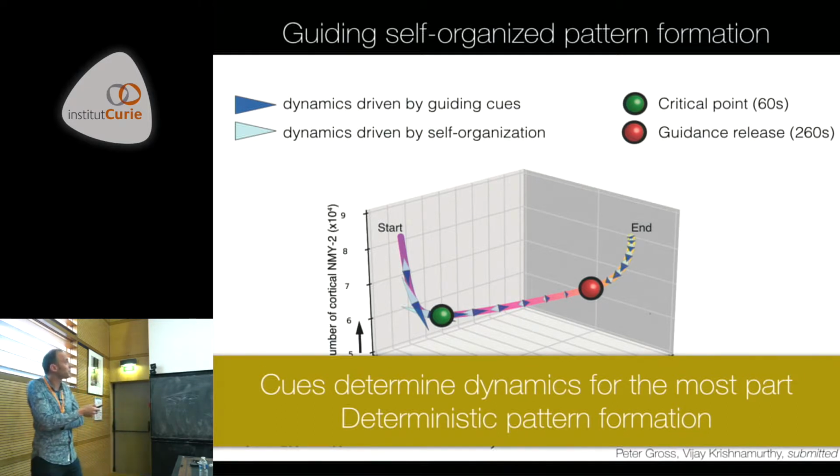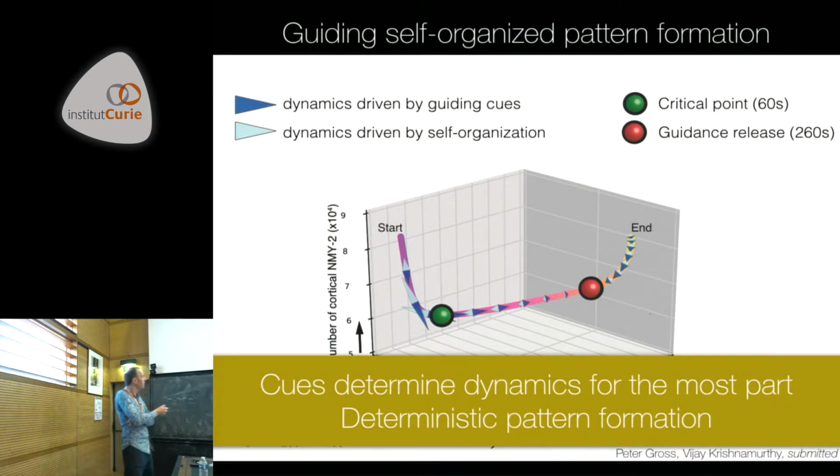The second interesting point is what we call the critical point, which is after about 60 seconds. If you now, in the theory, remove all cues prior to 60 seconds, the system would evolve back to the initial homogeneous unpolarized conformation. If you remove guidance after the 60 seconds, the system is past this critical tipping point and would evolve to the pattern state. It would do so with different dynamics, but it would get there. So that's the critical point.